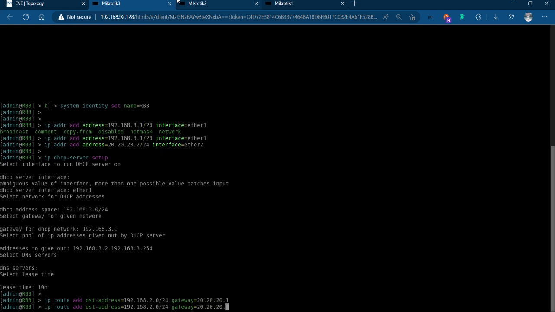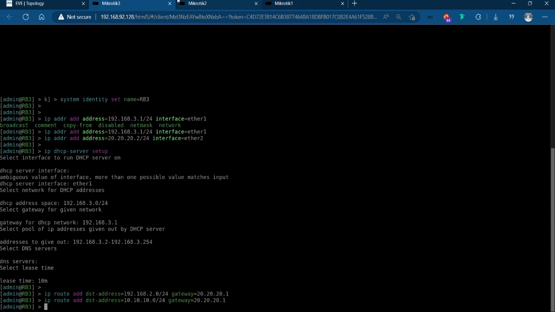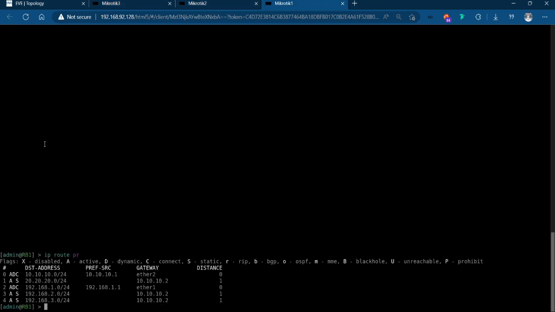For that we go to the gateway first. The destination is 10.10.10.0/24. For the gateway we use 20.20.20.2. Now we go to VPC number 1 on the left side of the topology, /24, and for the gateway we use 20.20.20.2. It's the same as this.